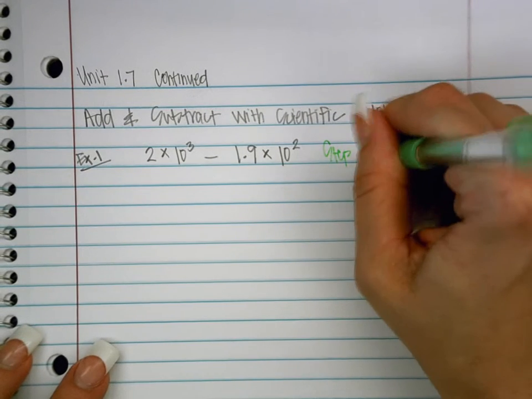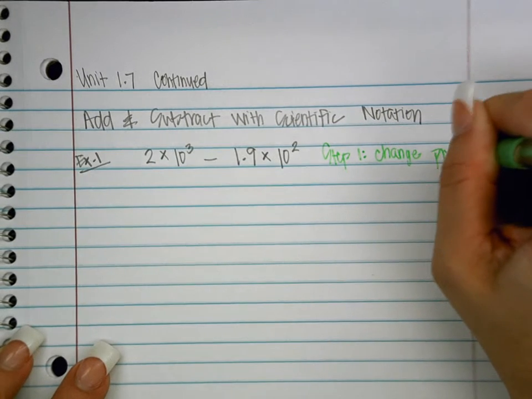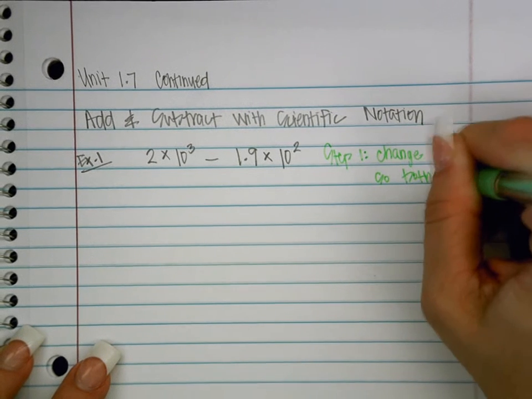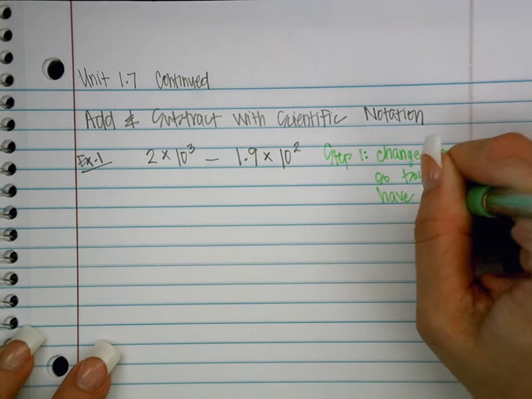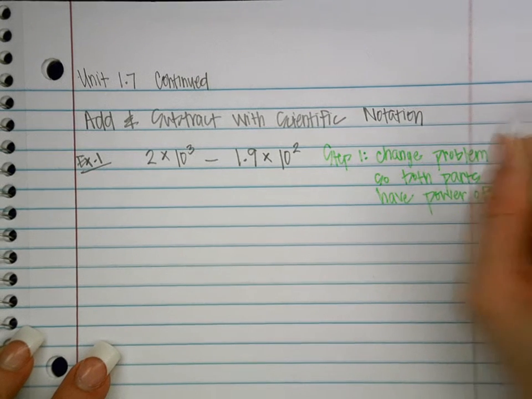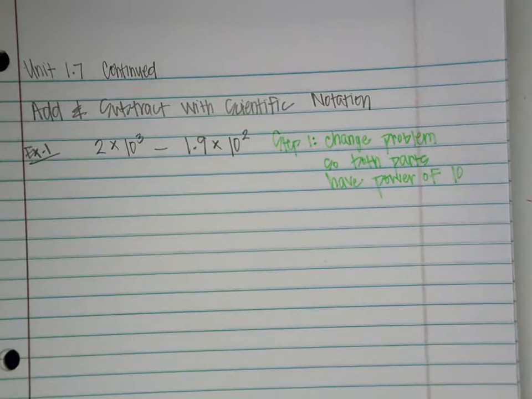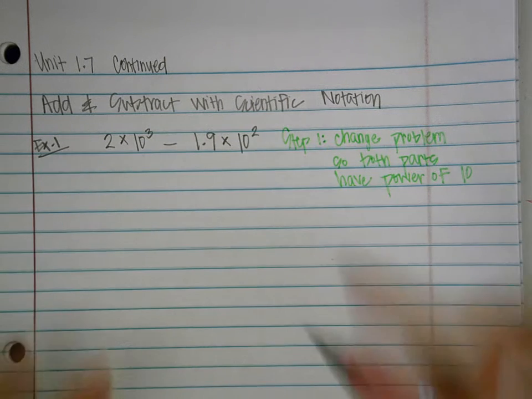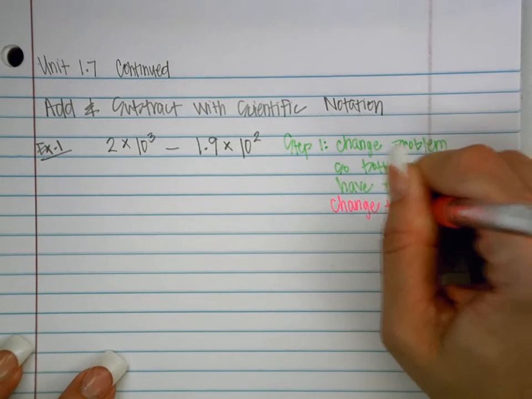Step 1 is to change the problem so both parts have the same power of 10. I also want you to write yourself a note that we're always going to change to the higher power. I'm going too fast.